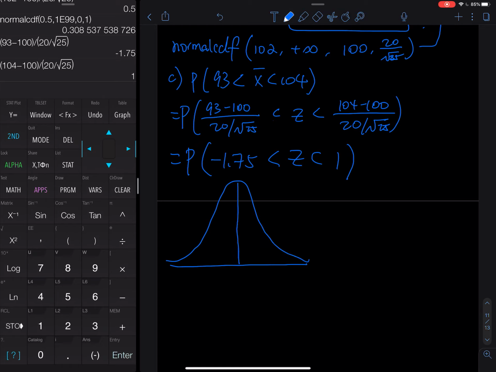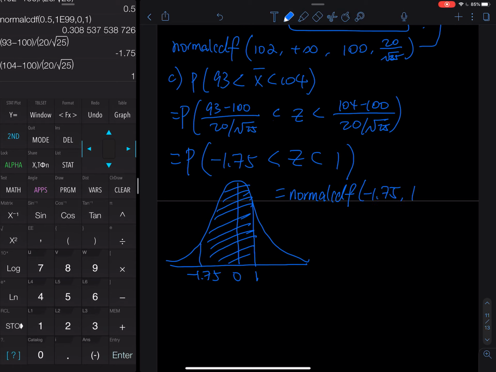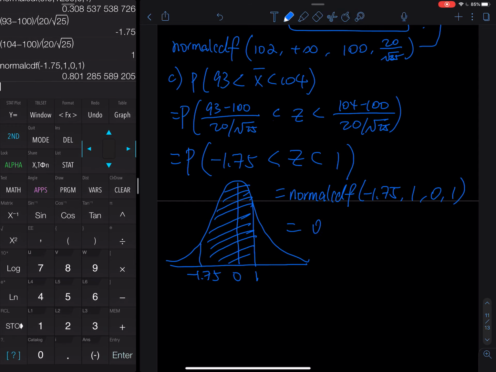This is a 0, negative 1.75. This is a 1. You want the area between them. Then the calculator command is normal CDF, from negative 1.75 to 1, mean is 0, standard deviation is 1. And then the probability is 0.8013. So that's the probability that you are looking for.